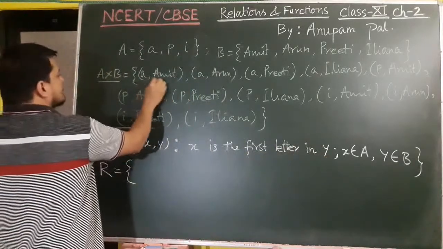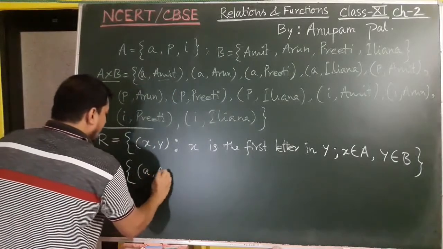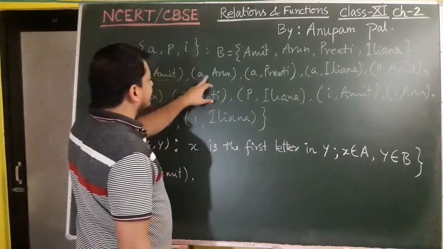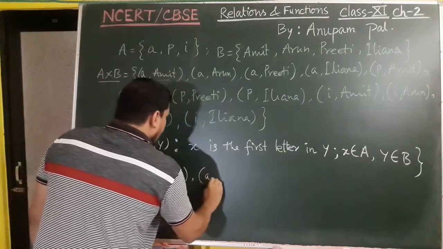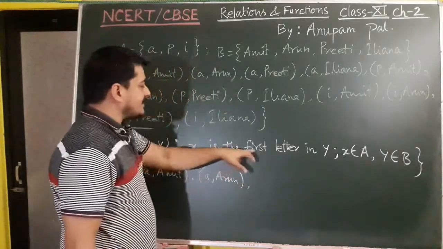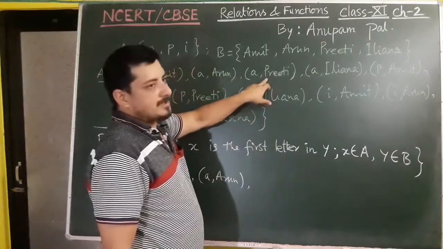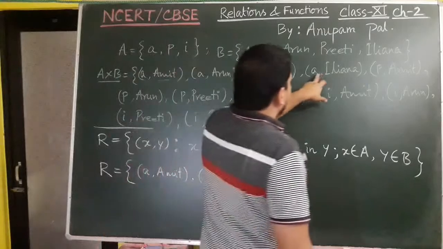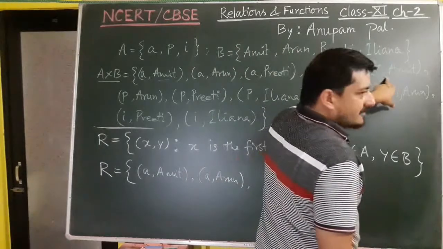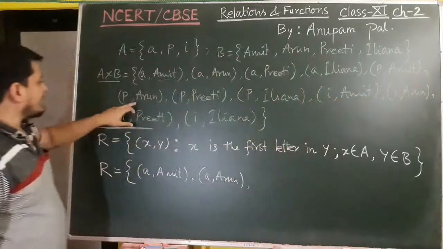So let me check this one. A is the first letter of Amit, so I'll write (A, Amit). This is taken. Then A is the first letter of Arun, so (A, Arun). Then I shall check only this condition or statement. A is not the first letter of Preeti. The first letter of Preeti is P, so this is rejected. This is also rejected because I is the first letter of Ileana. A is the first letter of Amit, so this one is again rejected.